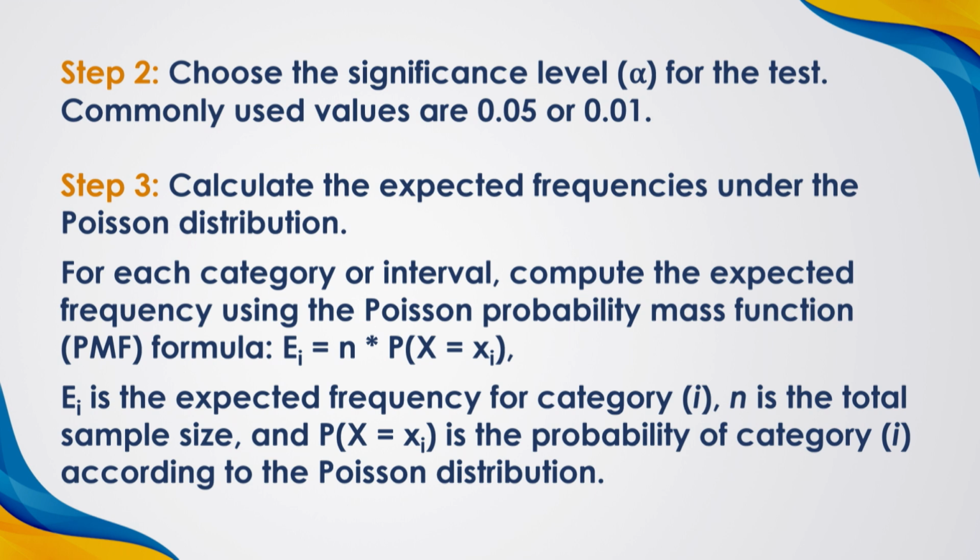Here n represents your total frequency, where E1 will be your first expected frequency, E2 will be your second expected frequency, and you can extend as needed. Here n is your total sample size and P(X = xi) will be the probability of category i according to the Poisson distribution.